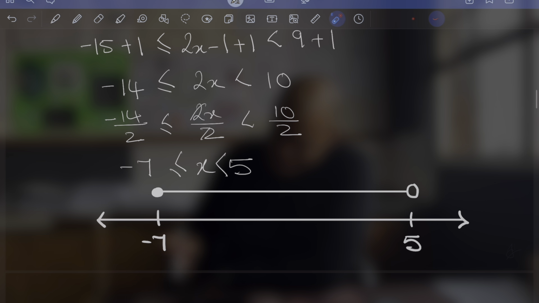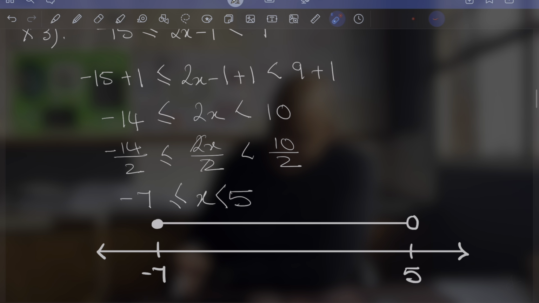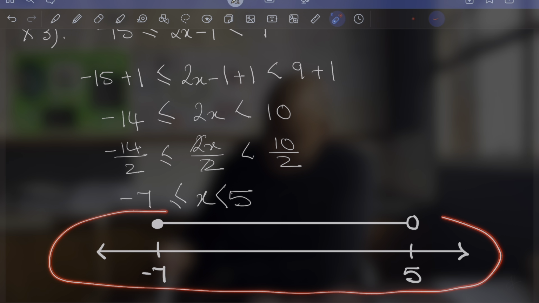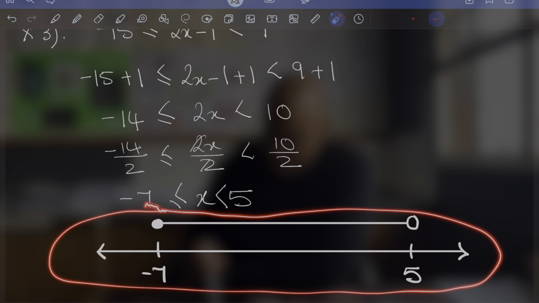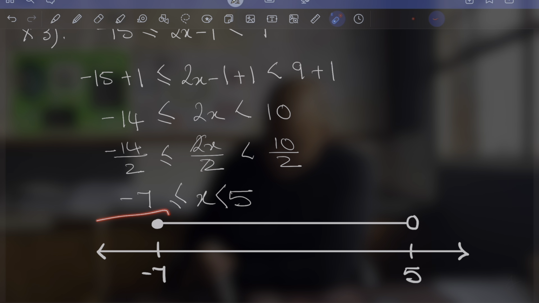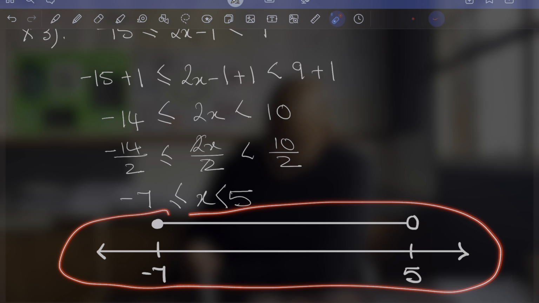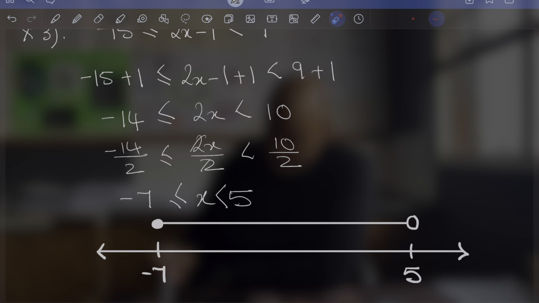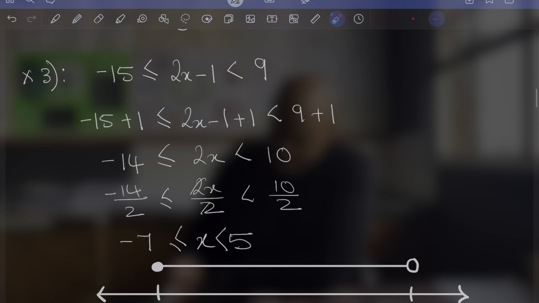Some people actually tried to get this sorted out and maybe got to this point, but then they completely neglected to do this part. You have to do that because it asks you to represent your solutions on a number line. So you are going to score marks for this, and you're going to lose marks if you don't do this part. So that is the complete solution.